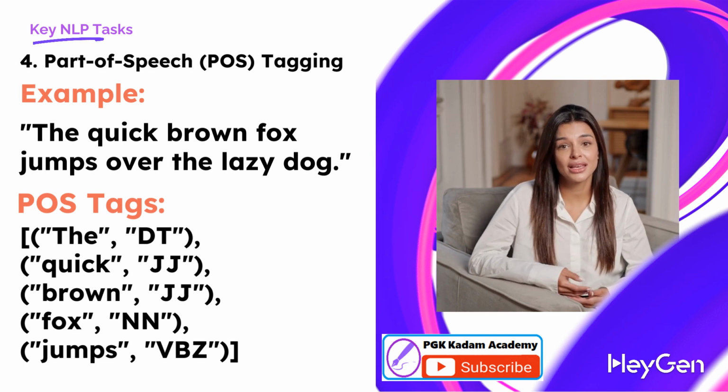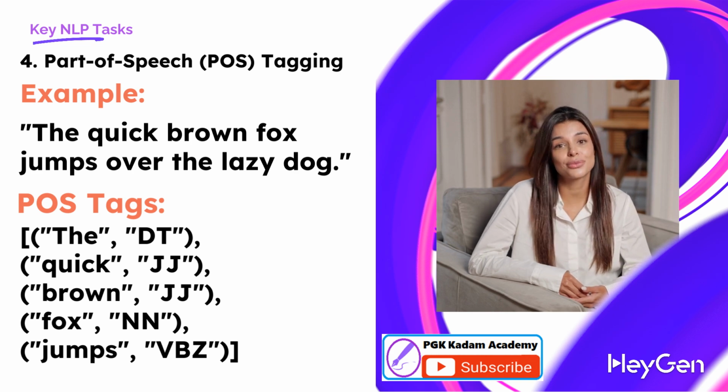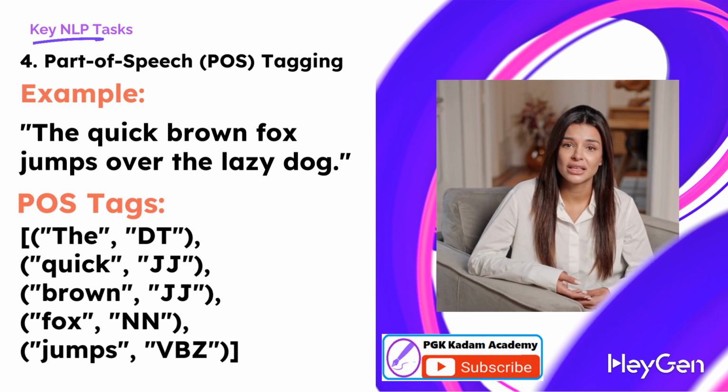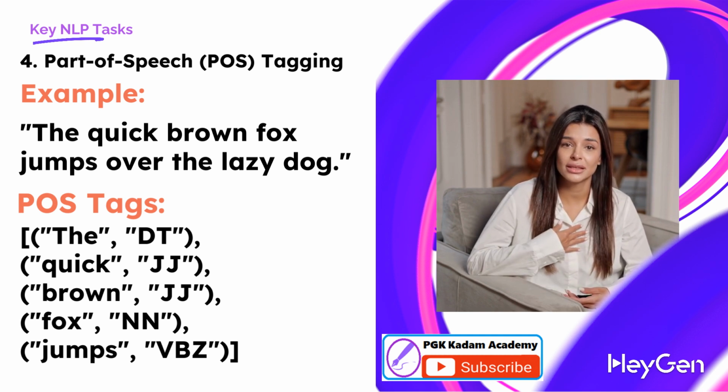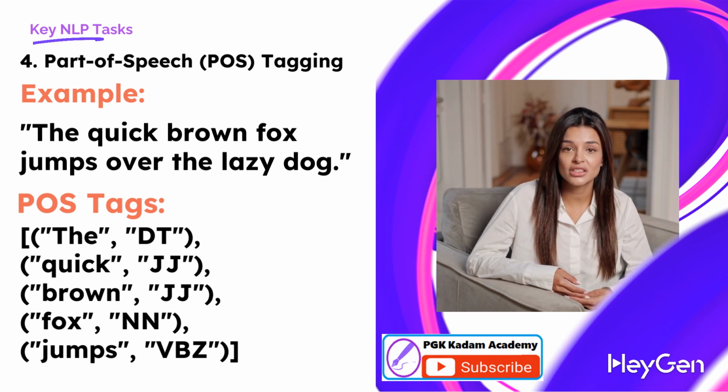Fourth key task of NLP: part of speech, POS, tagging. Identifying nouns, verbs, etc. That means it assigns grammatical categories to each word in a sentence. Example: The quick brown fox jumps over the lazy dog. POS tags: The, DT; quick, JJ; brown, JJ; fox, NN; jumps, VBZ; and so on. Here, DT denotes a determiner, JJ an adjective, NN a noun, and VBZ a verb in present tense.